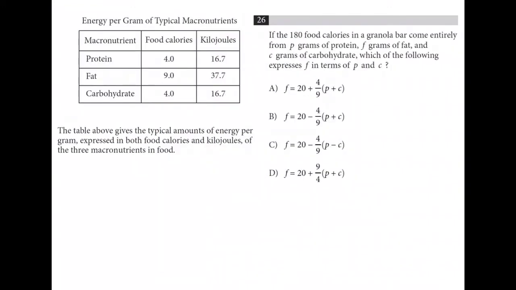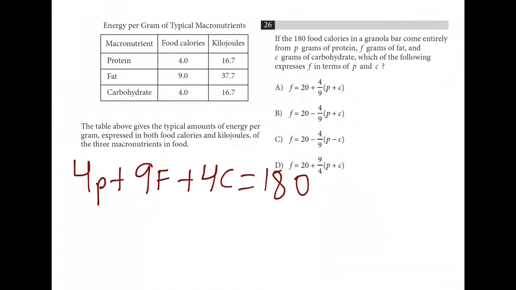26. Same scenario. If the 180 food calories in a granola bar come entirely from P grams of protein, F grams of fat, and C grams of carbohydrate, which of the following expresses F in terms of P and C? So my initial equation will be 4P, representing the protein, plus 9F for fat, plus 4C for carbohydrate, is equal to 180. That's the sum of all the total food calories.